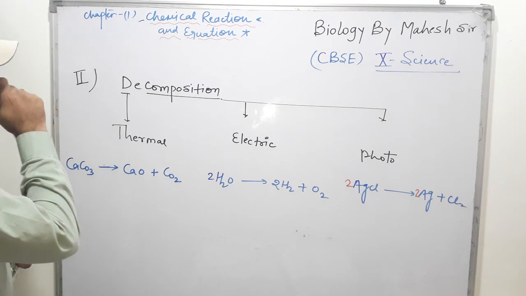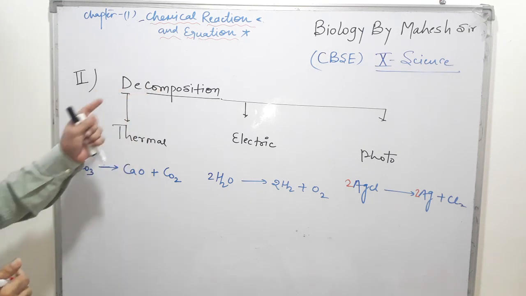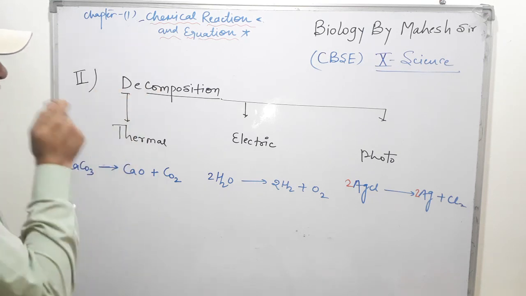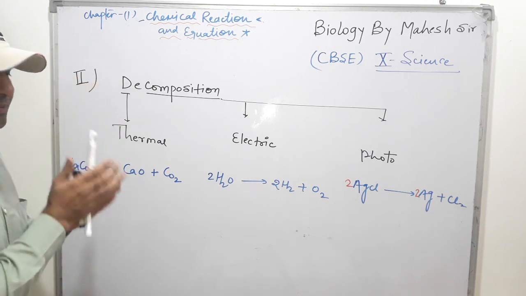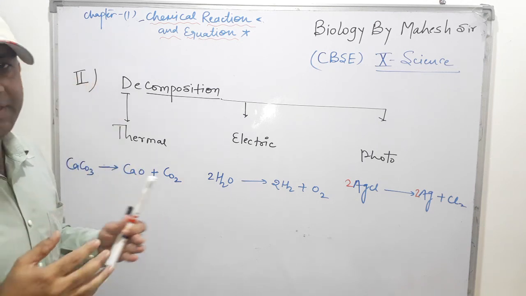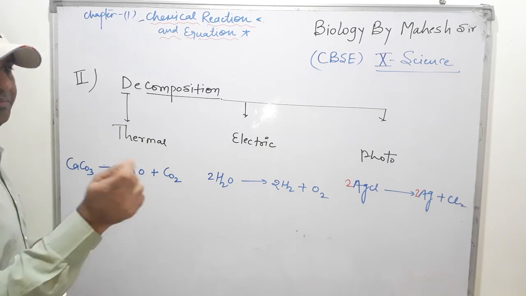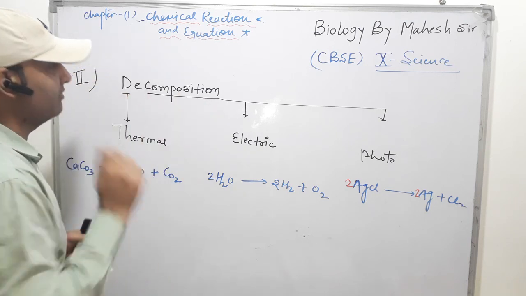So the second chemical equation is decomposition. First of all, the definition of decomposition. It is the type of chemical reaction in which one molecule divides or splits into two or more molecules. That time the equation is called a decomposition equation.